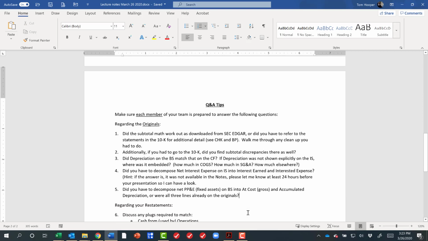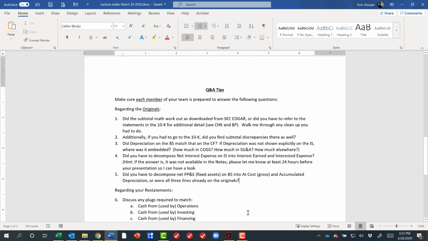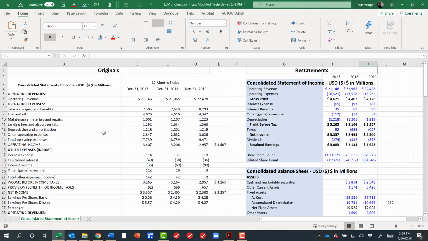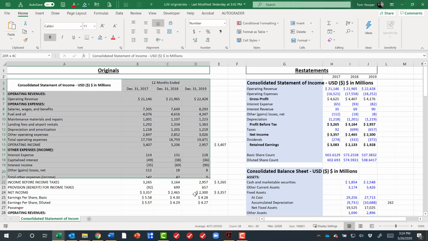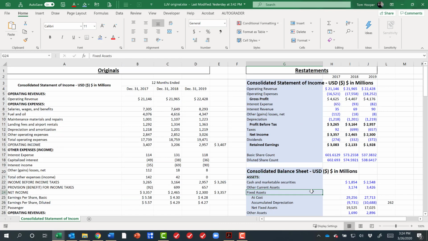Now, regarding the work to restate this, one thing that became clear in doing this is we should expect to have to calculate our own cash flow statement. Let me pull up an example. This is Southwest Airlines. I believe I used this for the first video. These were my originals. Got income statement with balance sheet and cash flow beneath it. And then on the restatement, I've got income statement with balance sheet.